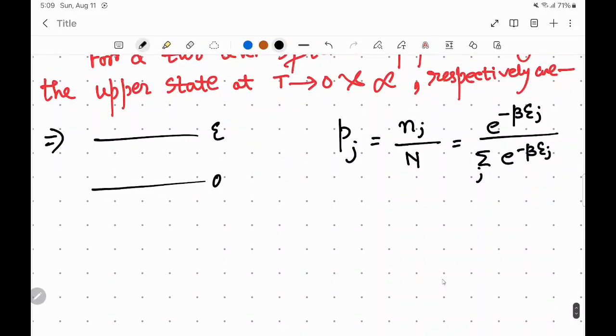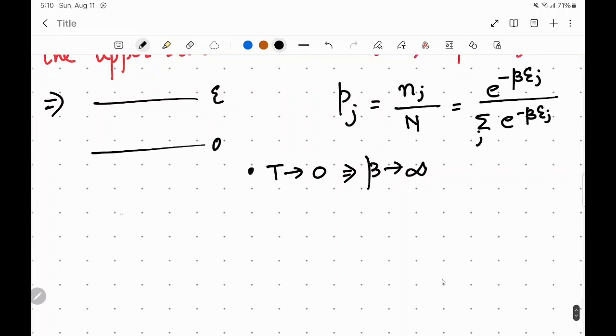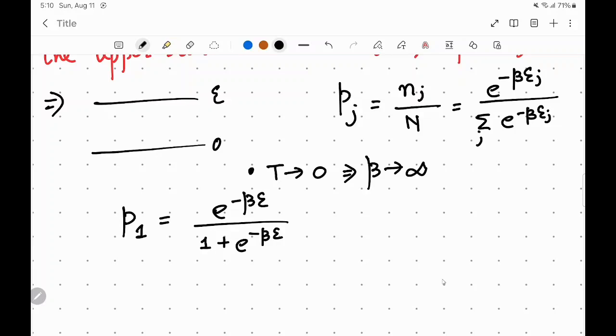So now when the temperature is 0, first case, temperature is 0, beta tends to infinity. So we have to calculate P1, first excited state. So it is e to the power minus beta epsilon divided by 1 plus e to the power minus beta epsilon, and beta is going up to infinity. So e to the power minus infinity is 0. So it is 0 by 1 plus 0. So it should be 0.